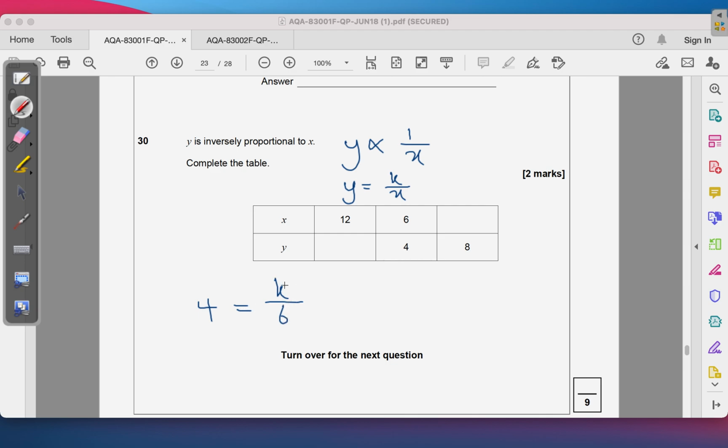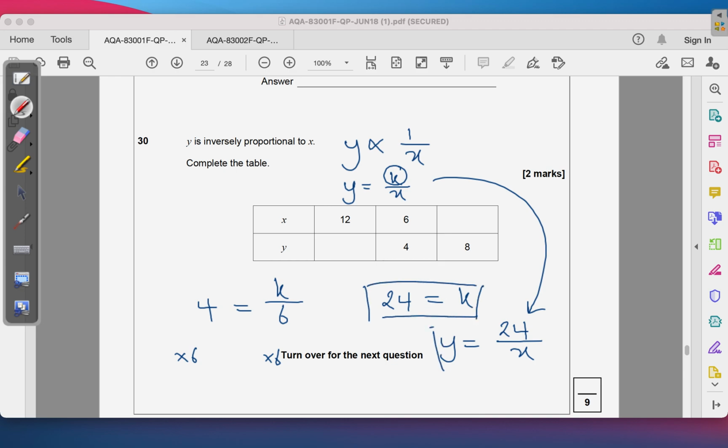So to rearrange this, we need to get rid of the 6, okay? And the 6 at the moment is a divide by 6. So to get rid of that, we need to times by 6 on both sides. So times by 6, times by 6. So if we times 4 by 6, we get 24. And if we do k over 6 times by 6, we just get k. So k is equal to 24. So what this gives us is y is equal to 24 over x, okay, because we've just replaced k with the value that we found for k, which is 24.